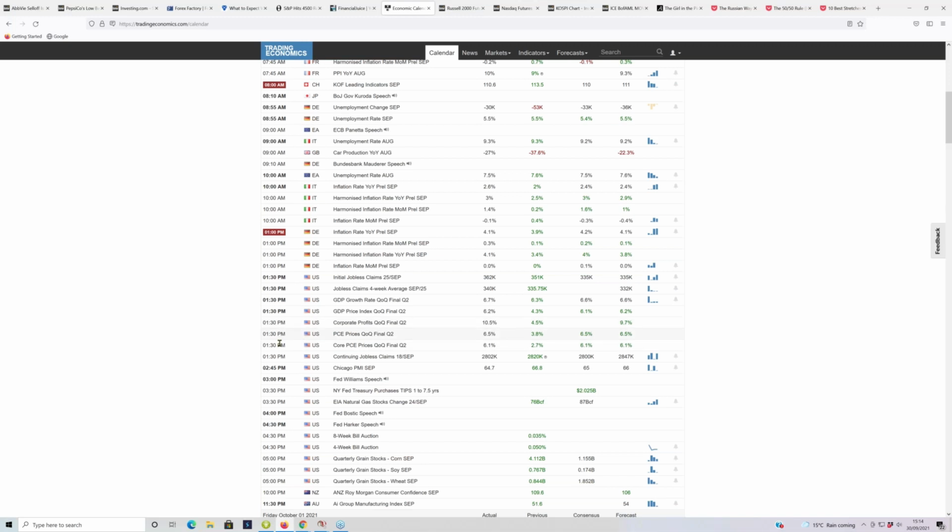You can see it's not considered hugely impactful because on this particular calendar you haven't got it highlighted bold on the timestamp here, but still, PCE prices, look, this is the forecast. They've come in at 6.5. And don't forget, this is what the Fed consider to be their important metric.